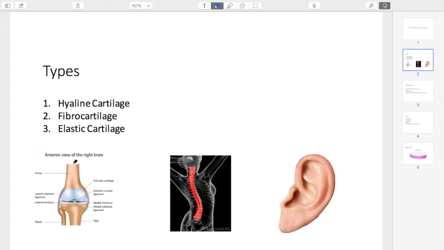But I'm not going to tell you a whole lot of detail today. Just remember that we have hyaline cartilage in the joints, in the knee joints. We have fibrocartilage in our vertebral column and elastic cartilage in our ear. That's what you need to know in today's lecture. I'm not going to go deeply into that. Just think about where you can find this cartilage. These are some places where you can find cartilages.